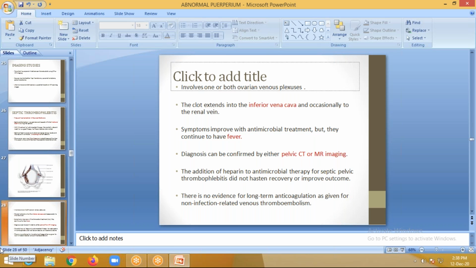Symptoms improve with the antimicrobial therapy, but diagnosis can be confirmed by pelvic CT or MRI. The addition of heparin to antimicrobial therapy of septic pelvic thrombophlebitis does not hasten recovery. So addition of heparin or long-term anticoagulants does not help in treatment in this case of septic thrombophlebitis.